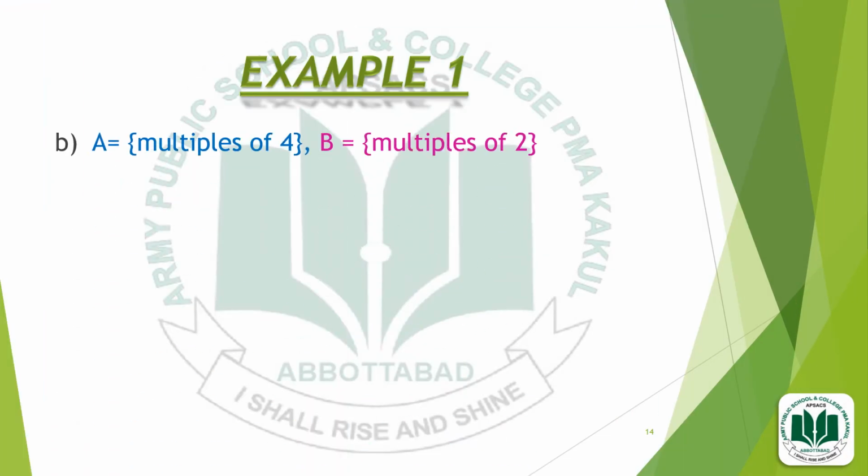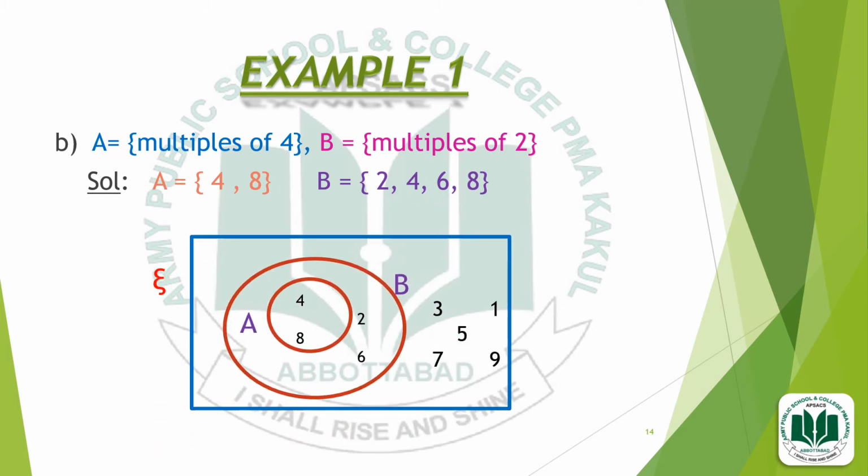Now in part B, I have considered set A, which contains multiples of 4, and set B contains multiples of 2. Now remember, the universal set only contains numbers from 1 to 9. So when I write multiples of 4, they would be only 4 and 8, and multiples of 2 would be 2, 4, 6 and 8. Now if I draw a Venn diagram, what would it be? First, I'm going to observe the relationship between these two sets. Set A has all the elements which are present in the set B. This means A is a subset of B.